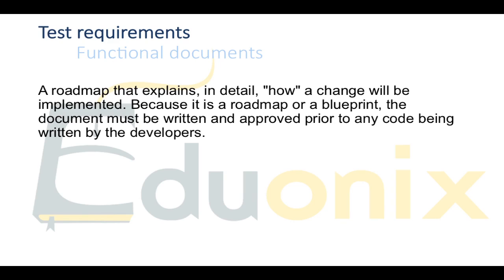A roadmap is a functional document that explains in detail how a change will be implemented. Because it's a roadmap or a blueprint, the document must be written and approved prior to any code being written by the developers.